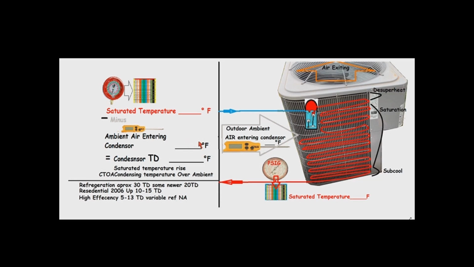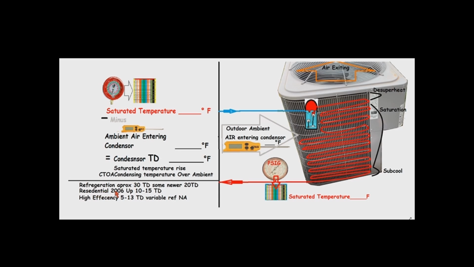So let's say that our air entering temperature, the temperature of the air coming into that condenser, is 100 degrees Fahrenheit. That means my saturated temperature would be 30 degrees warmer than that, approximately. So that means my saturated temperature would be approximately 130 degrees Fahrenheit. And I could take that saturated temperature and convert that to a pressure, and that would give you an idea, at least, of what your head pressure would be looking like. So that's a way of using these same numbers and working them backwards.